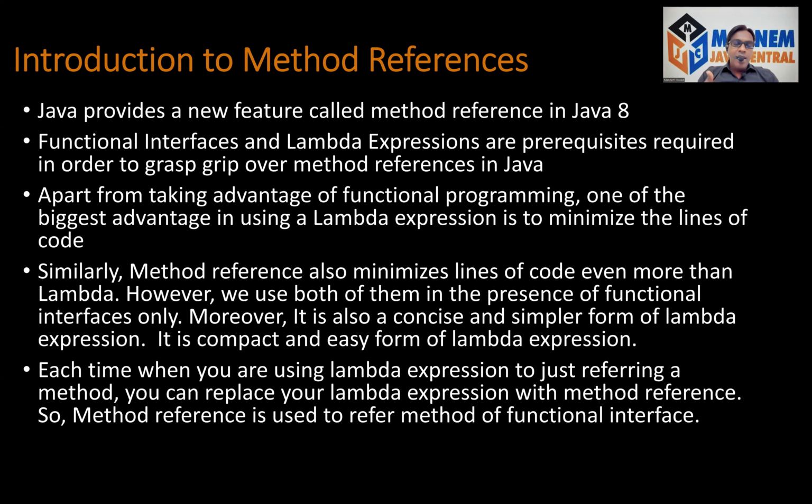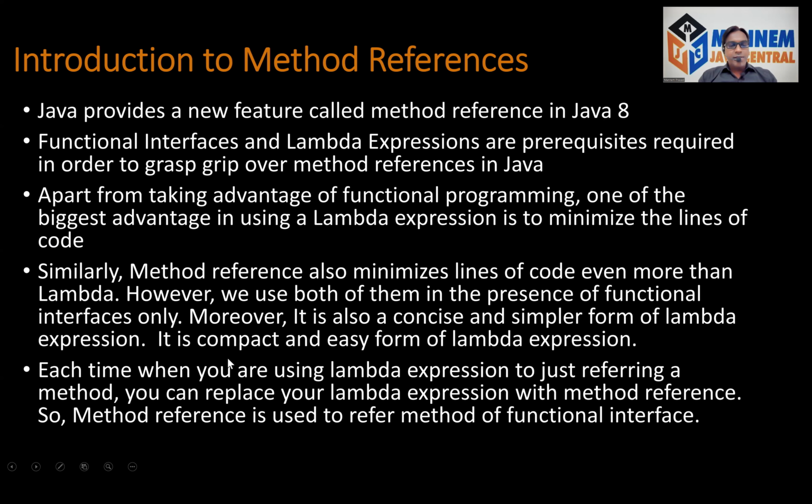That's why you can write your program either by using the Lambda expression, or using method references. You have to keep functional interfaces in your mind because both are used to provide implementation to functional interfaces only. Moreover, it is also a concise and simpler form of Lambda expression. So what I am saying is, if you use method references, you can get more concise code than Lambda expression. So method reference is a compact and easy form of Lambda expression.